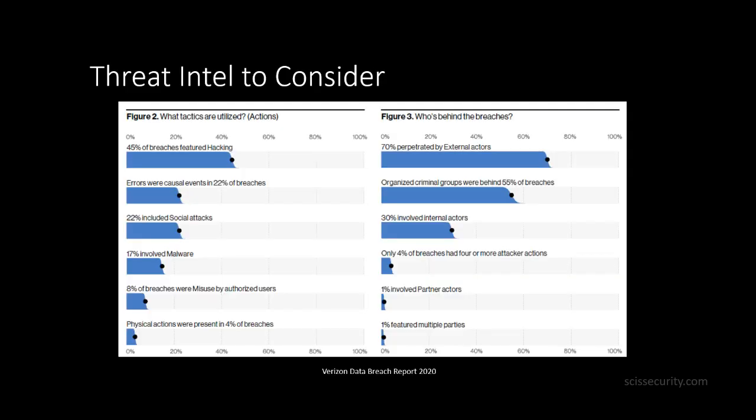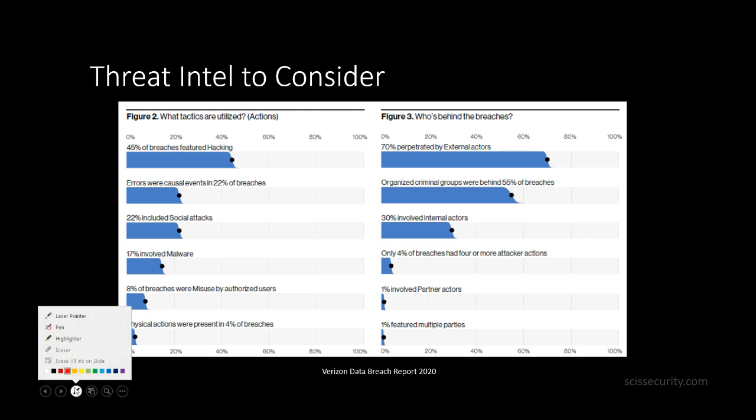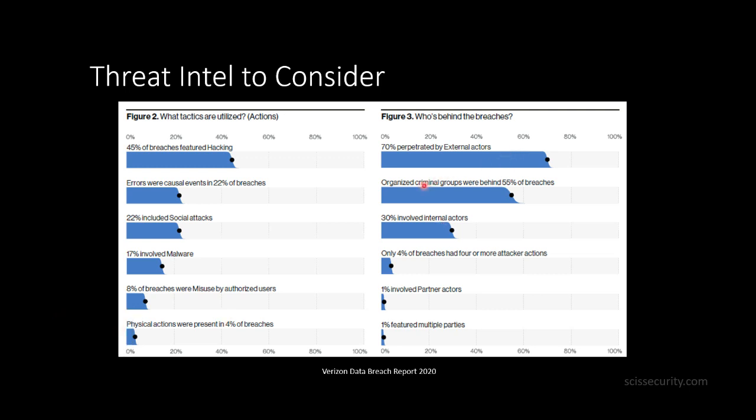Some threat intel to consider is the Verizon data breach report. These are just one of many areas that you can look at. And so let's think about what our perpetrators look like. Who's behind the breaches? Most of it's going to be external based. Who else is going to be itemized in here? We're also going to look at organized crime groups, so a lot of APT. 30% of that seems to be inside threat cases.